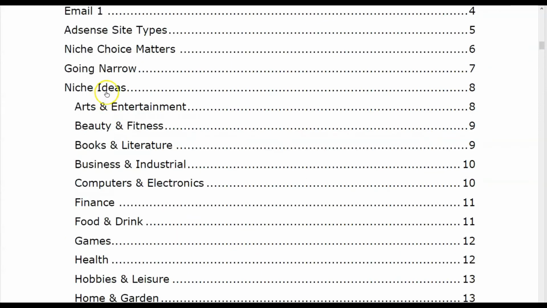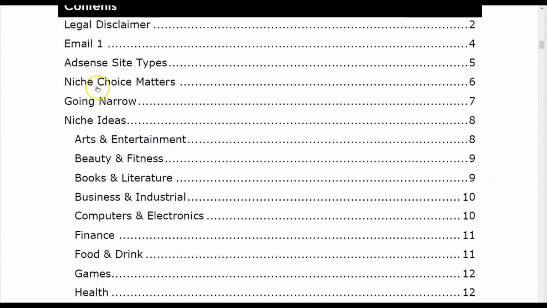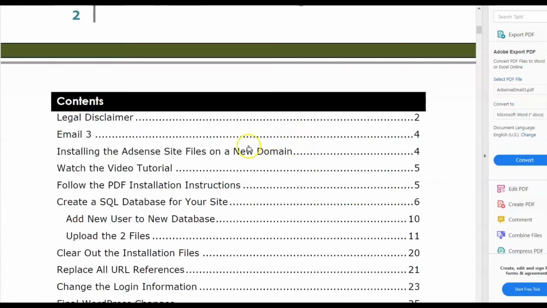If you don't have any idea what niche to pick to go after for AdSense, she explains the AdSense type choices and the niche choices that will work well with AdSense and why they work well with AdSense. So in the next PDF, this is lesson 3, email 3, installing the AdSense and the files.